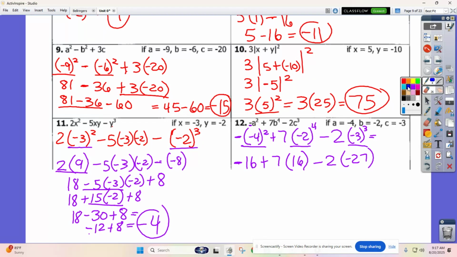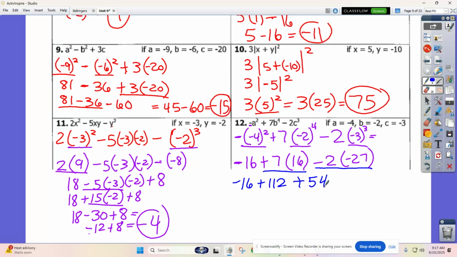Now I'm going to do all of my multiplications left to right, multiplication and division left to right. I start with this one, so I'm leaving this -16 out in front. 7 times 16 is 112. Here I have a -2 times a -27. Negative times a negative, same signs are positive, different signs are not. So that is going to give me a +54.